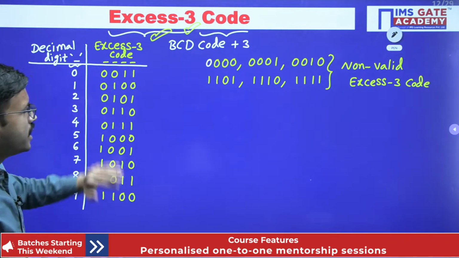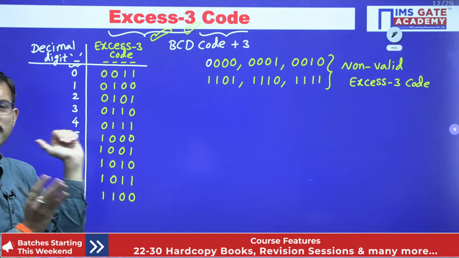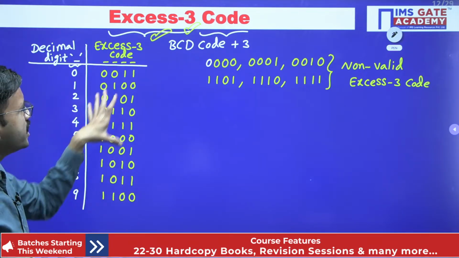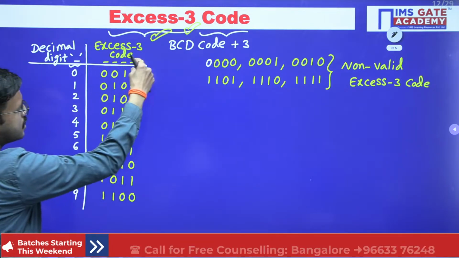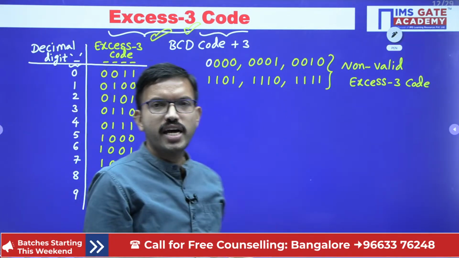Just like in the BCD code, the first 10 combinations are the valid BCD, and after that the remaining 6 combinations are non-valid. Whereas in XS3 code, the starting 3 combinations and the last 3 combinations are non-valid XS3.